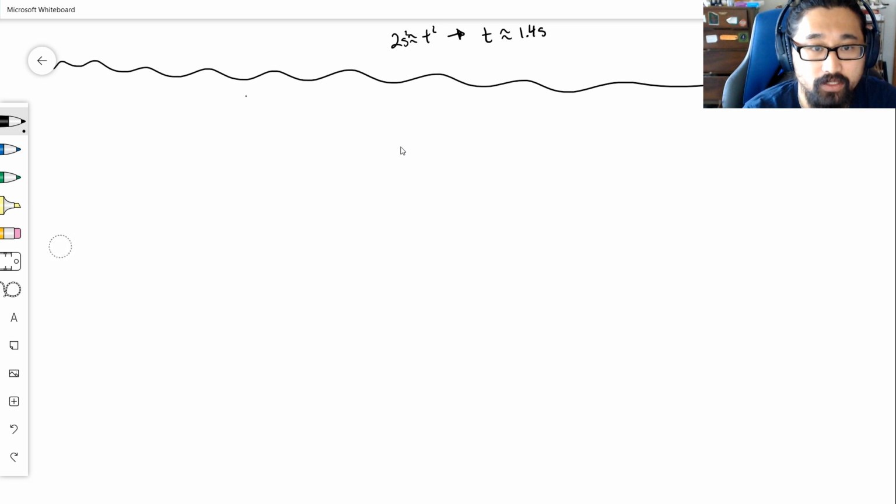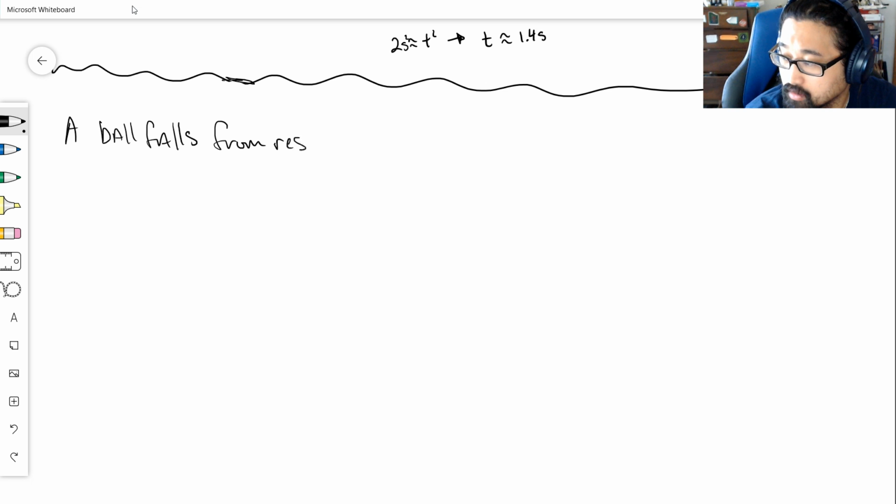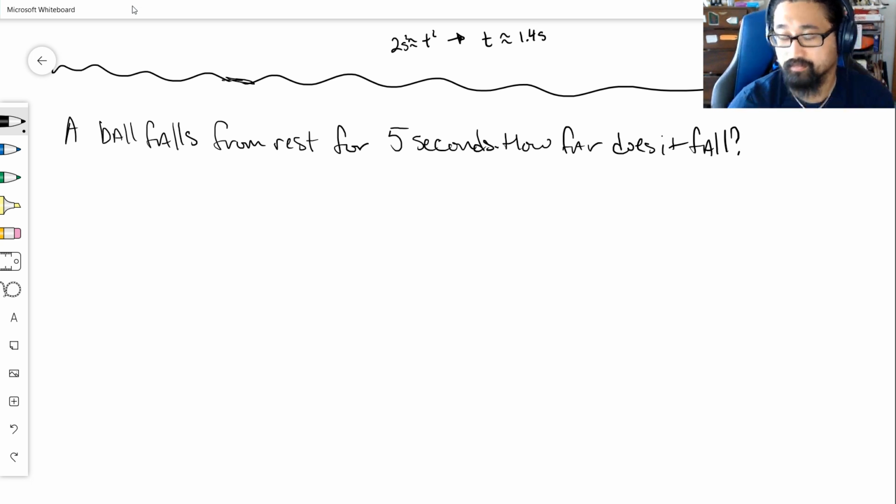Let's take a look. So let's say that you had a question that said, a ball falls from rest for 5 seconds. How far does it fall? So a ball falls from rest for 5 seconds.